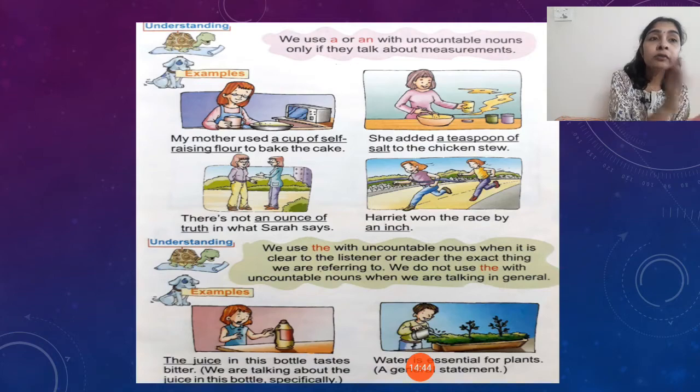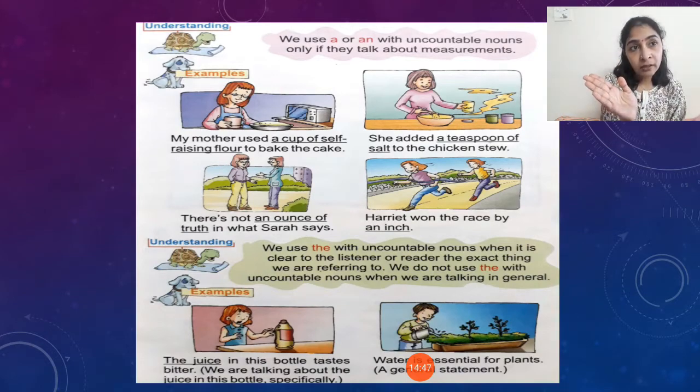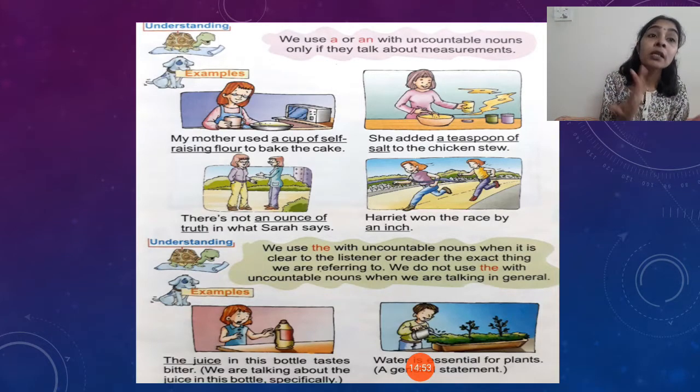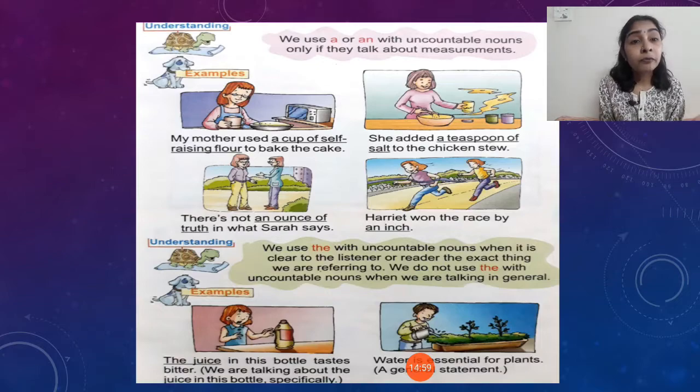Now in a or an, also just classify whether it starts with a vowel or a consonant. If it starts with a vowel, then obviously we are supposed to use an there, and if a consonant, then we are supposed to use a there. Okay. Water is essential for plants.